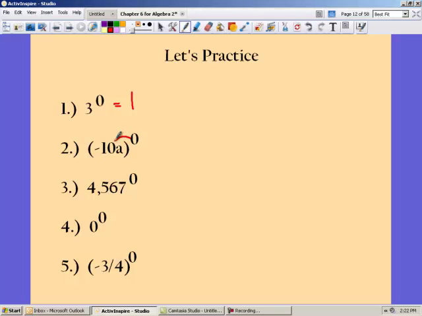Remember, the 0 gets put onto everything, but that does not matter because negative 10 to the 0 power is 1. A to the 0 power is 1. So our overall answer is 1. 4,567 raised to the 0 power, well, that's still 1. 0 to the 0 power, hopefully you didn't say 1 because that is the only case that you cannot have an answer of 1. 0 to the 0 power is just 0. And even if you have a fraction, negative 3/4 to the 0 power, that is still 1.